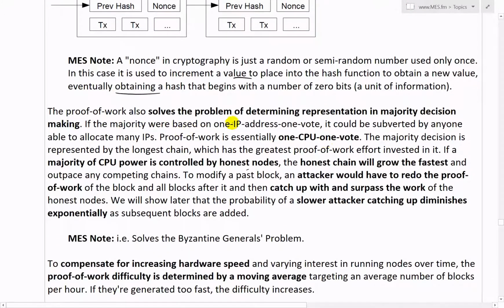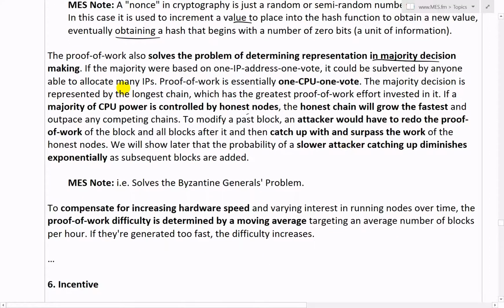So the proof of work also solves the problem of determining representation and majority decision making. If the majority were based on one IP address, one vote, it could be subverted by anyone able to allocate many IP addresses. Proof of work is essentially one CPU, one vote. The majority decision is represented by the longest chain, which has the greatest proof of work effort invested in it.